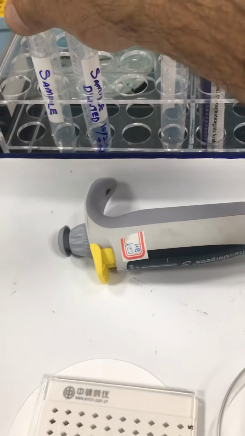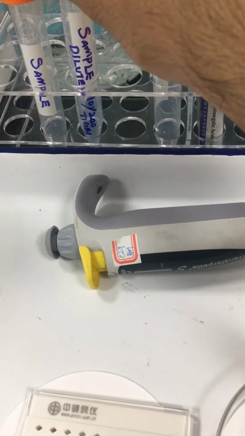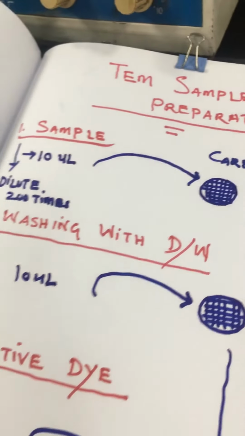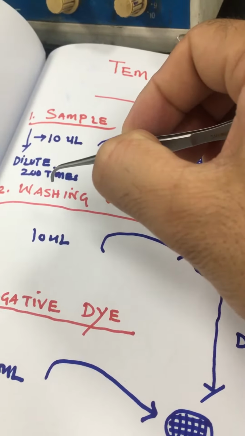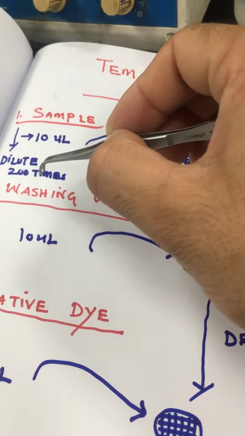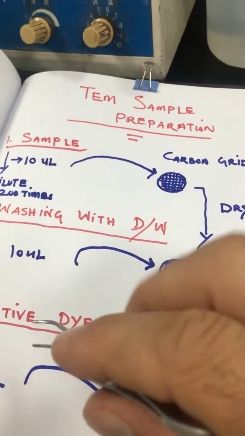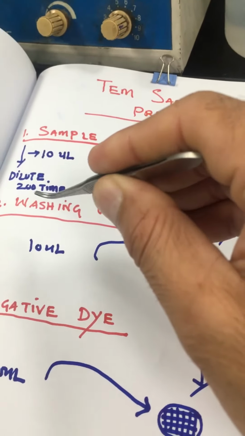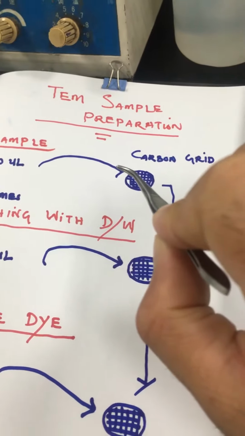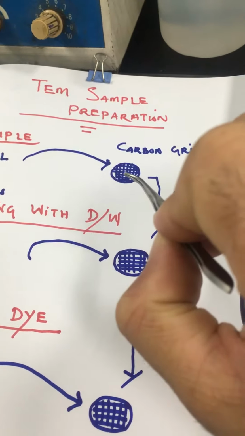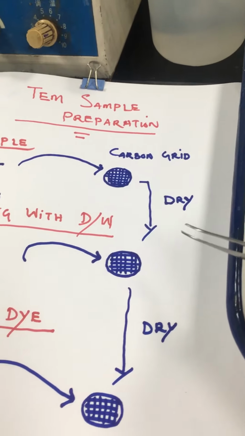And then after that, the carbon grid will be here, so you put your sample on it. You have prepared your sample, and you have to dilute it 200 times. If you're taking 10 microliters, it means you have to put 200 microliters of water or solvent in which your sample is dissolvable. So you dilute it 200 times, put 10 microliters of your sample on the carbon grid, and let it dry under a sodium light.